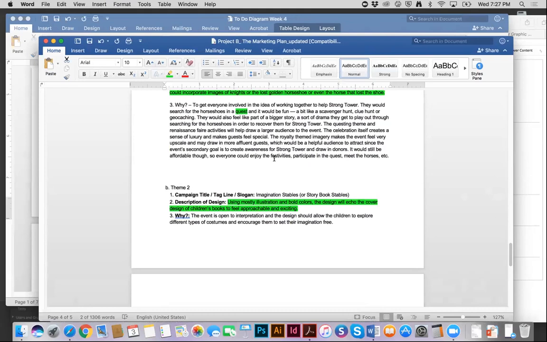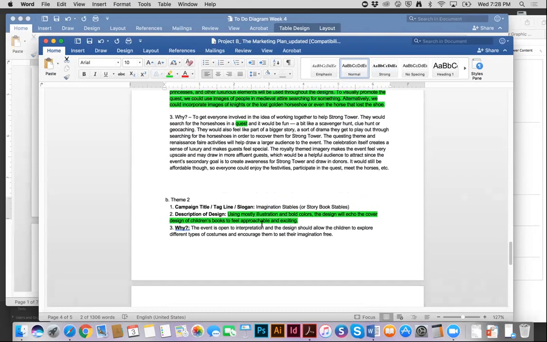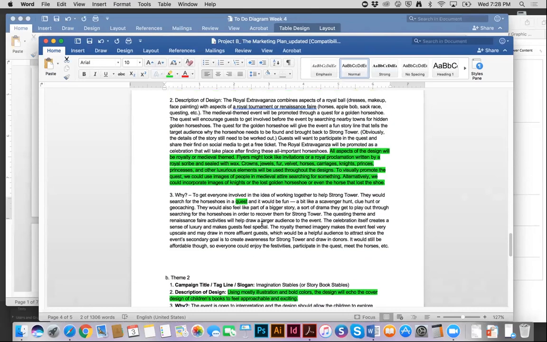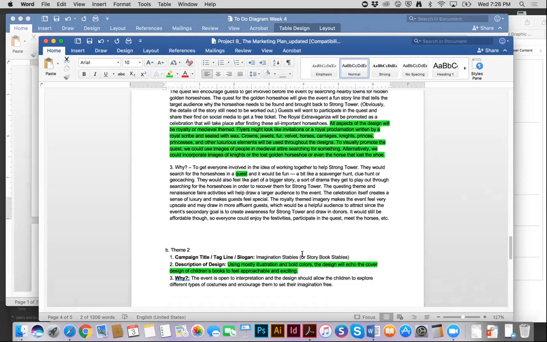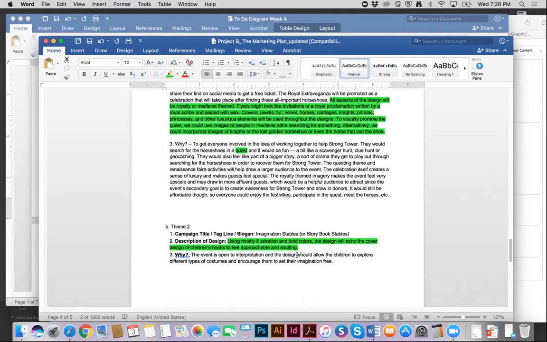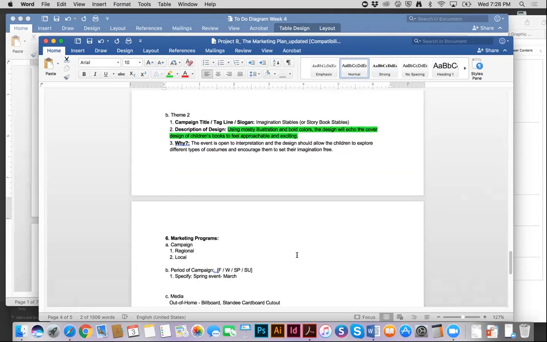Use other words to describe it. And then theme 2, imagination stables or storybook stables. That definitely skews a little bit younger. I don't know, that's something you guys can discuss. Imagination stables definitely sounds like something for kids, although that's kind of what it's for, right? So it's fine. All right, I think you're good.